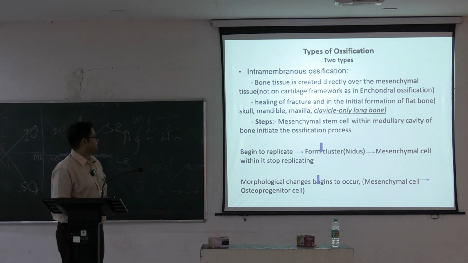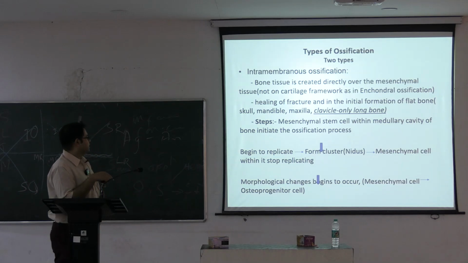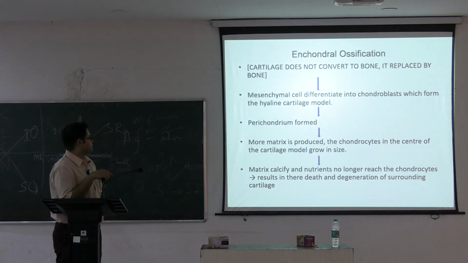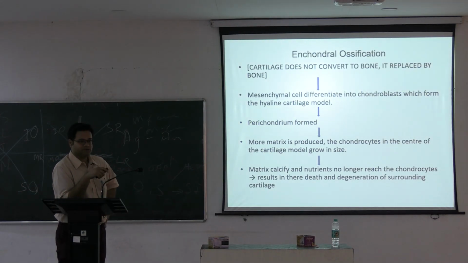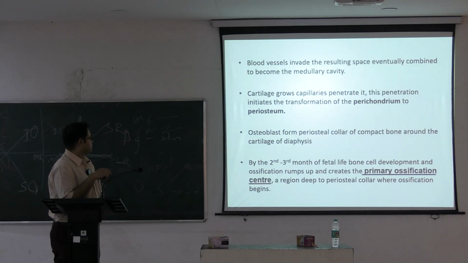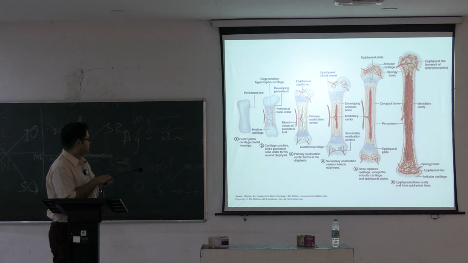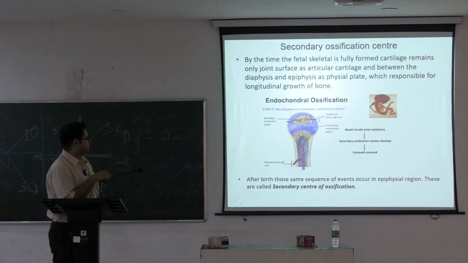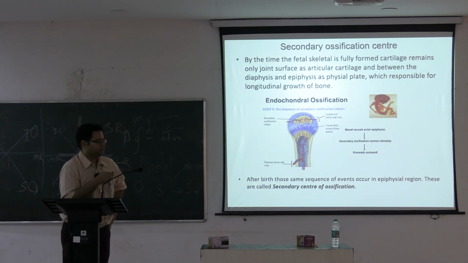What are the two types of ossification that we see? First is the intramembranous ossification, which is responsible for ossification at the surface of the bones, and the other type is the endochondral ossification, which is responsible for conversion of the cartilage to the bone. In endochondral ossification, we see the primary ossification center, which is responsible for initial growth during fetal life and following birth of the baby. And in the initial years, we see the formation of the secondary ossification center, which leads to ultimate longitudinal growth of the bones.